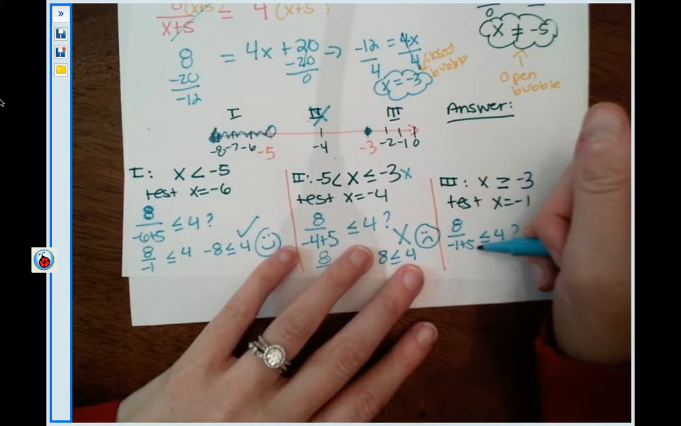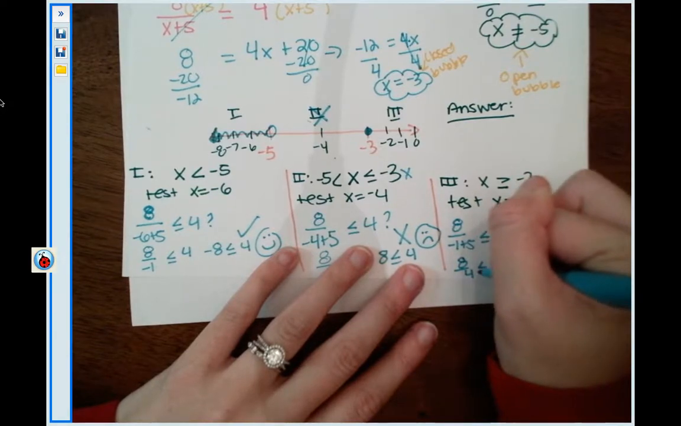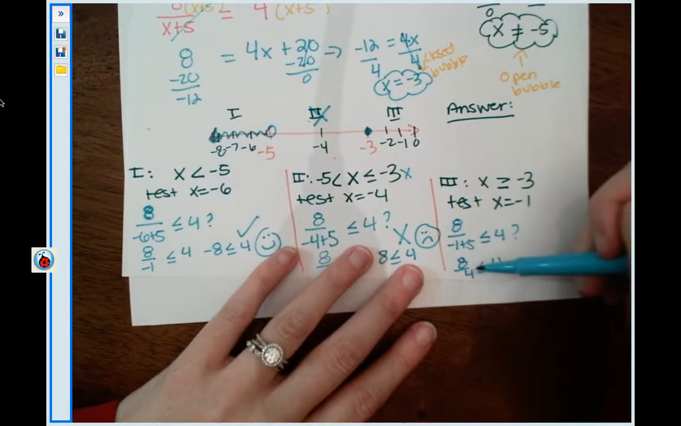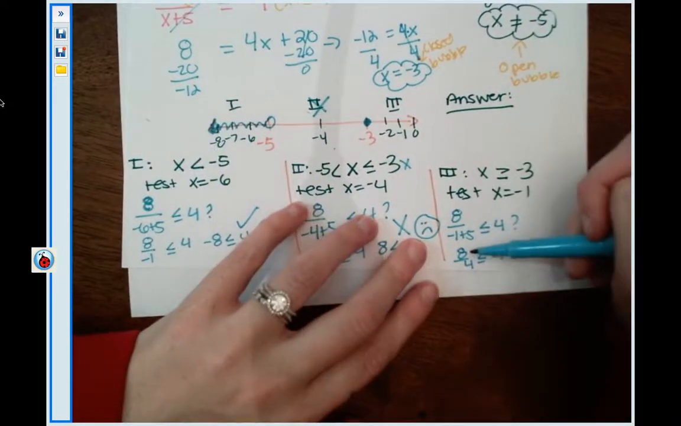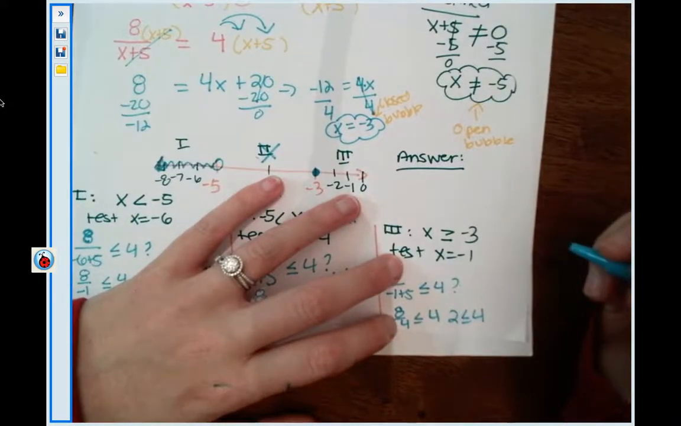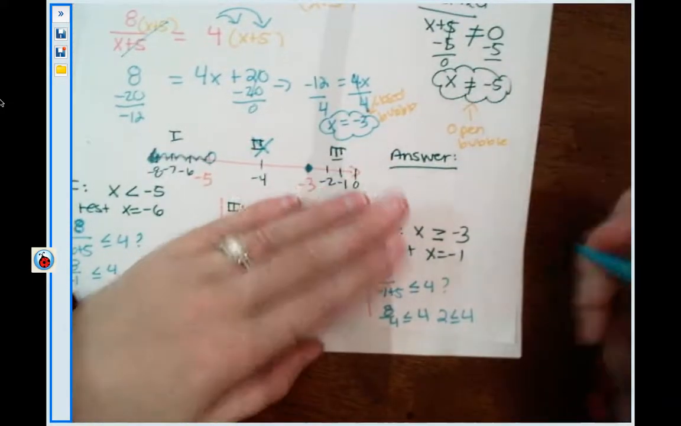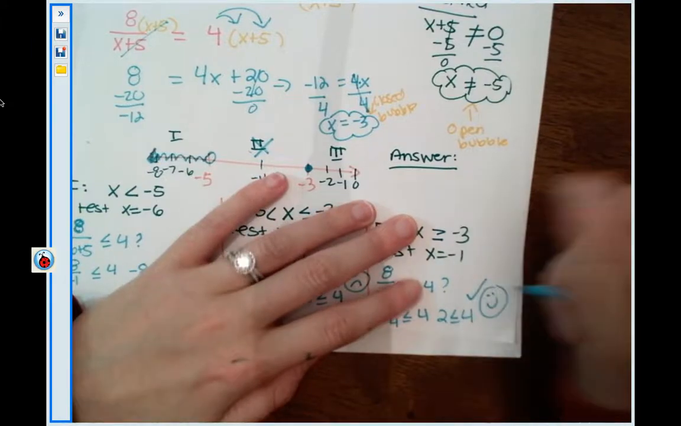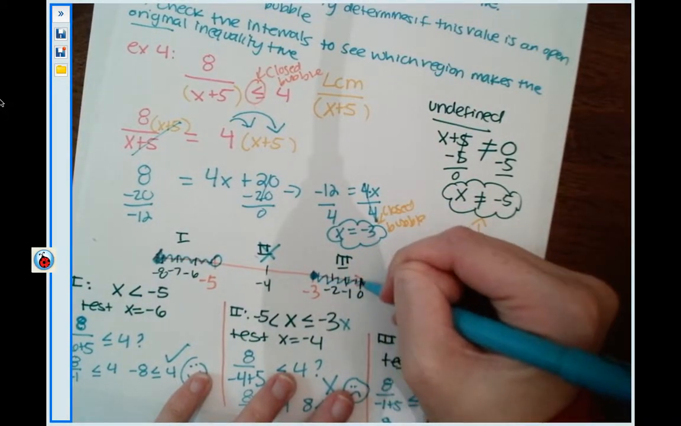Alright, so -1 plus 5 is 4. So we have 8 over 4 is less than or equal to 4. And do you see how this is going to give me a pretty answer, because 8 is definitely divisible by 4. So -1 was an awesome choice, you guys. You are so smart. So 8 divided by 4 is 2. Let's see. Is 2 less than or equal to 4? Holy hot dog! It is! Yay! It works! Okay, so this one will also work, so I get to shade it in.